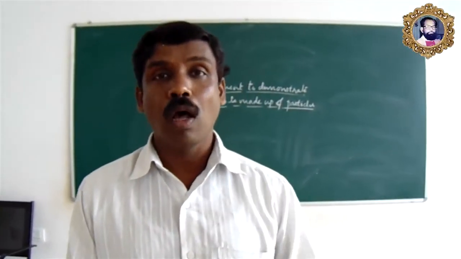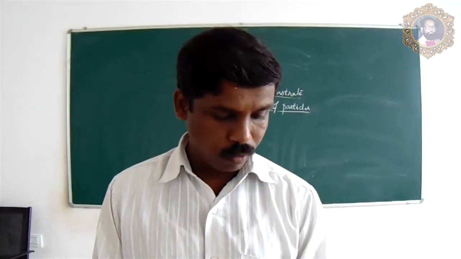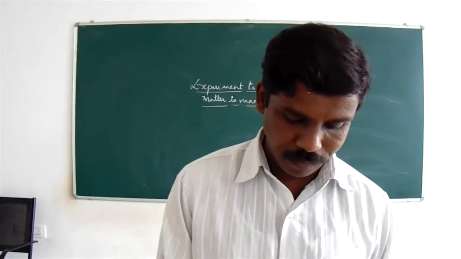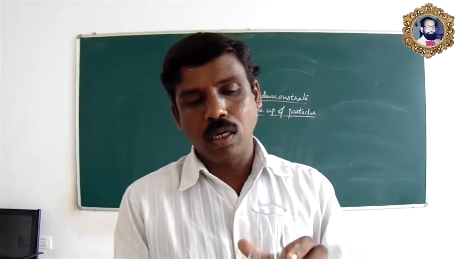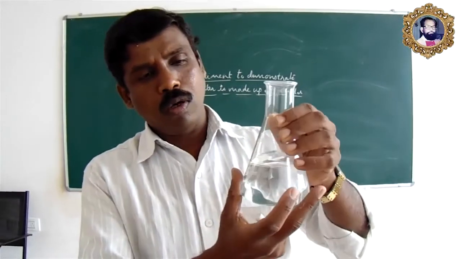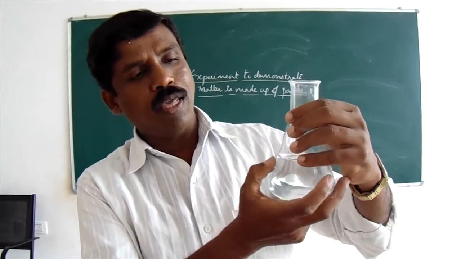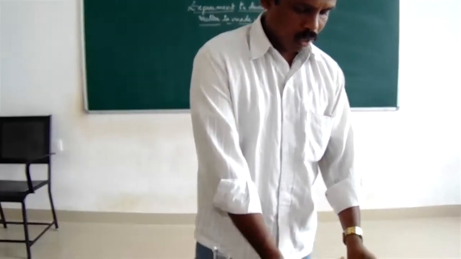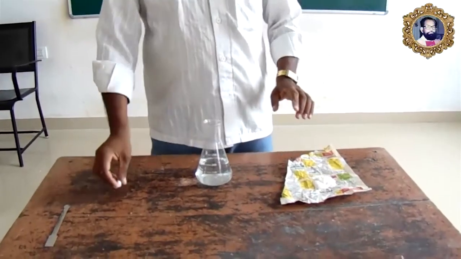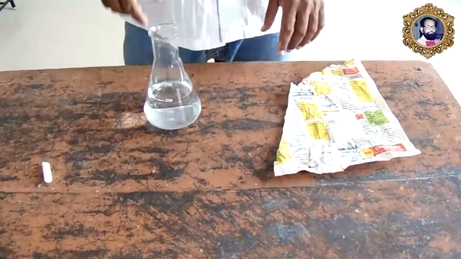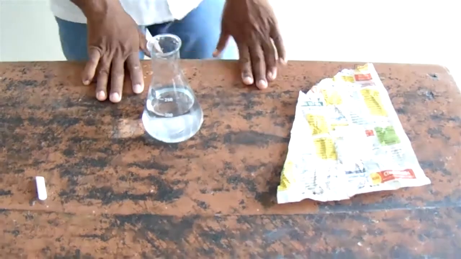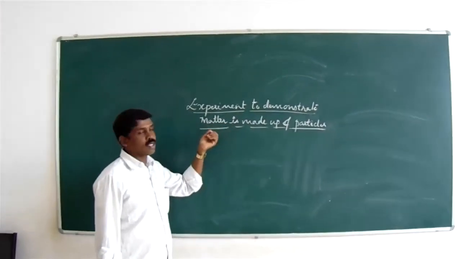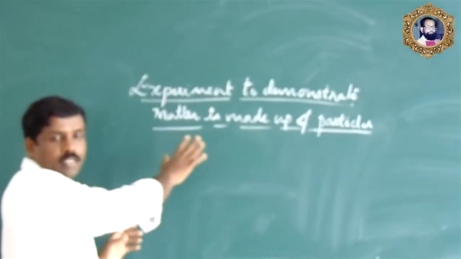Experiment that I explained on the board while doing the lesson. So what are the materials required for this experiment? Let us see. Here I have taken 200 ml of water in a conical flask, and salt. What I am going to demonstrate here is the nature of particles. That's why I have conducted this experiment.